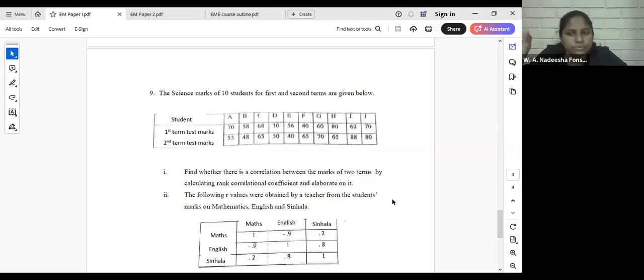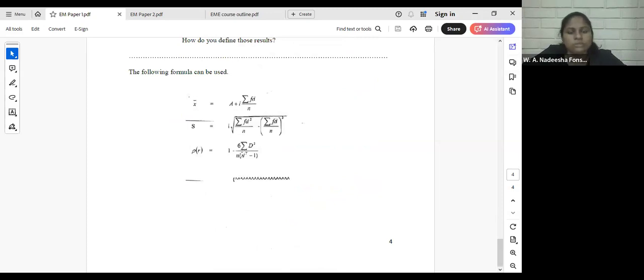Then D is the difference of RX and RY. D value is RX minus RY. That is D. Then square that value. That is D square, another column there. Then take the total of the D square values. And then according to this equation, just substitute it.